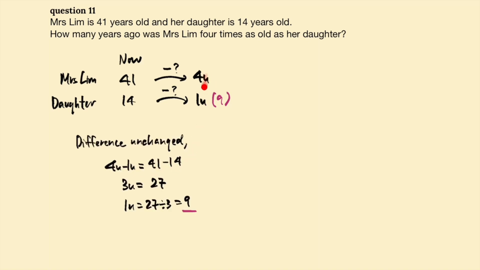Now this in the past was 4u and 1u, but the age difference should be the same as the difference here. So therefore, 3 units is 27. Okay, 1u is therefore 9. Now, how many years ago? Look at this. 14 right now. In the past, this was when she was 9. So how many years ago was that? The final step is 14 minus 9, which is 5 years ago.